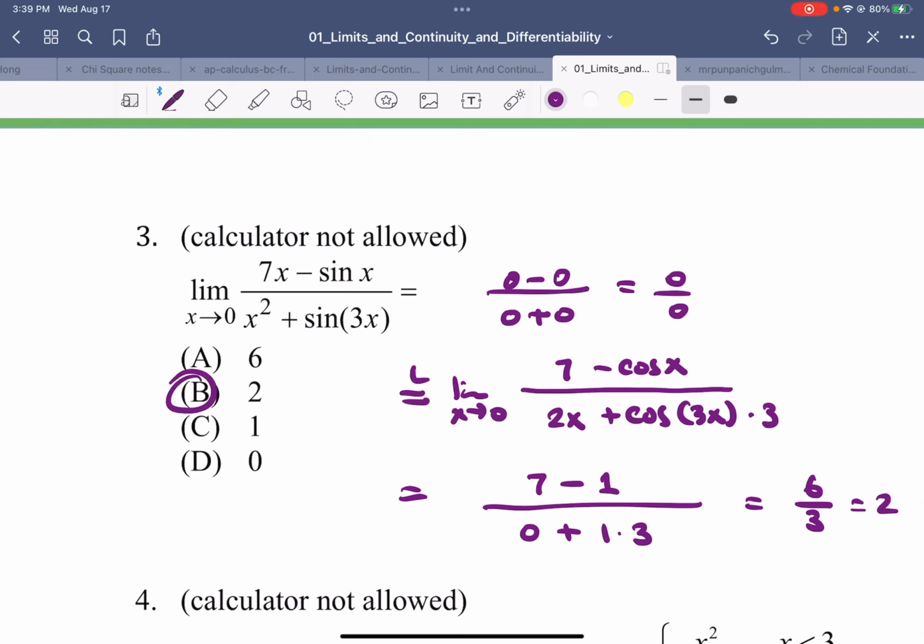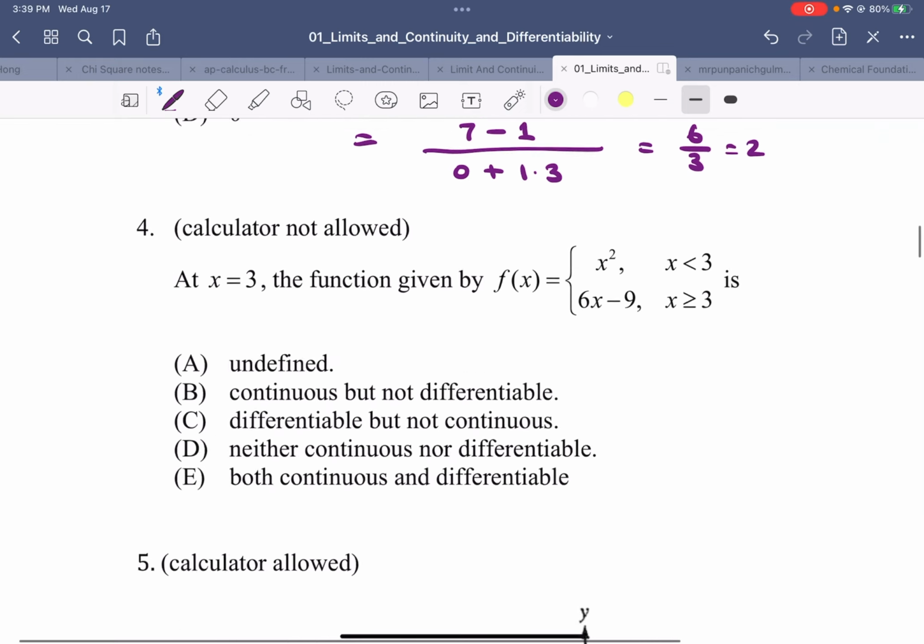So answer is B. So make sure you don't take the quotient rule. Okay, this is different from the quotient rule. L'Hopital's rule, you take a derivative of the numerator and denominator separately. Okay, remember that. Now next one, number 4.